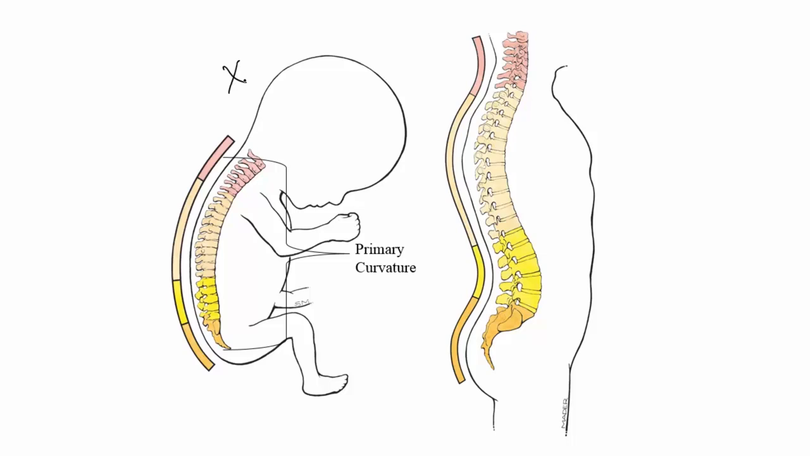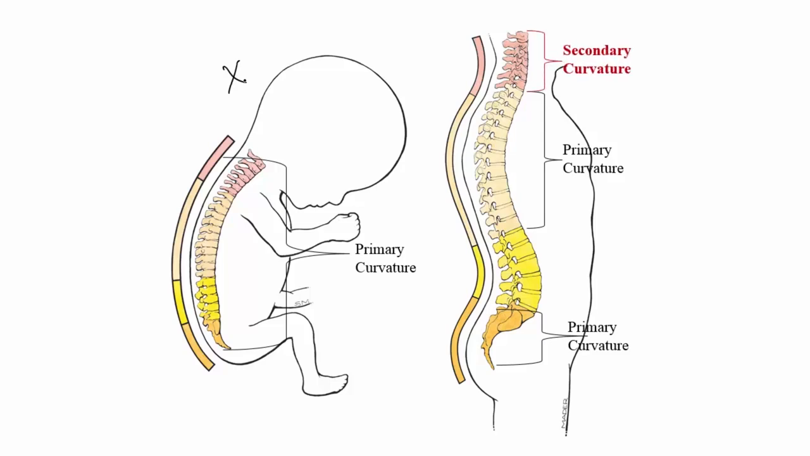But as we grow more and become more vertical in our orientation, in other words, stand up and learn how to be mobile on two legs, we will take what was the single primary curvature and retain that in the thoracic region, and we will retain the primary curvature in the sacral region, but we will have a reverse curvature, so it will be convex anteriorly in the cervical region, so that's a secondary curvature. And the same thing is true down in the lumbar region.